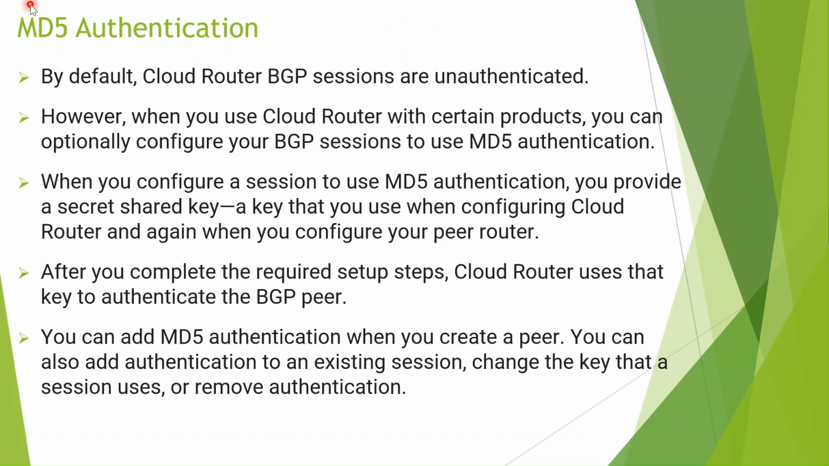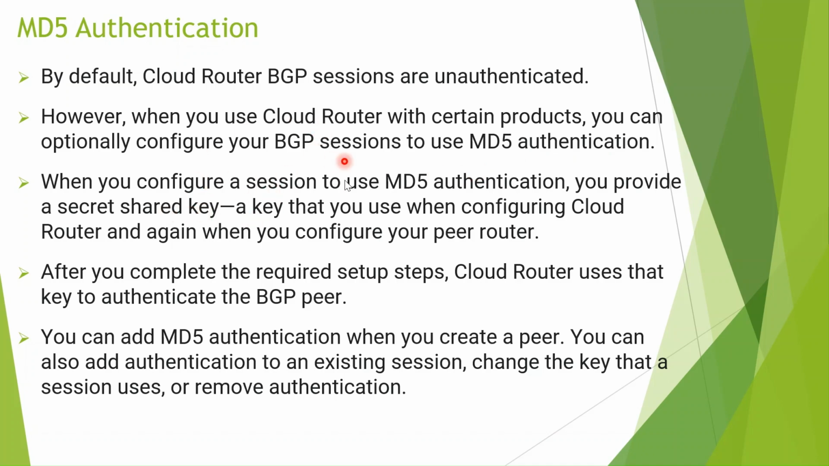After that, we have an option like MD5 authentication. As we know, Cloud Router BGP sessions are unauthenticated by default. So when you use Cloud Router with certain products, we can optionally enable the BGP session to use MD5 authentication. I think HA VPN and Cloud Interconnect support it, and it is also supported by some third-party appliances.